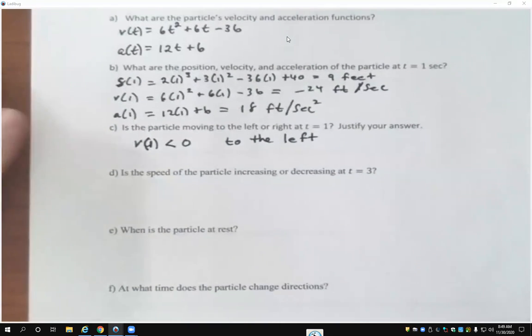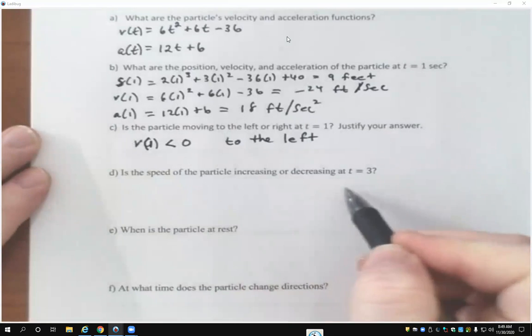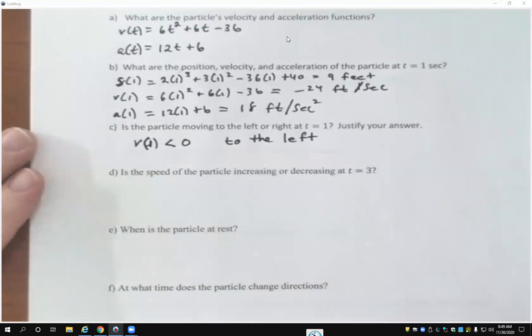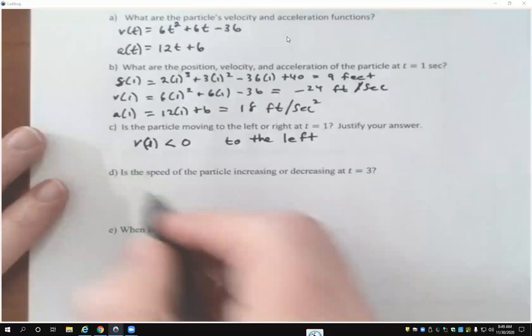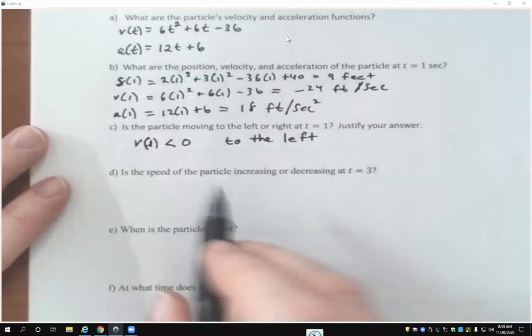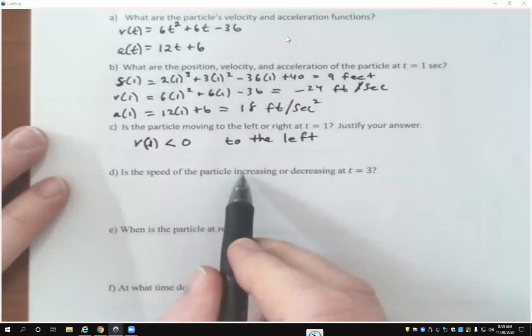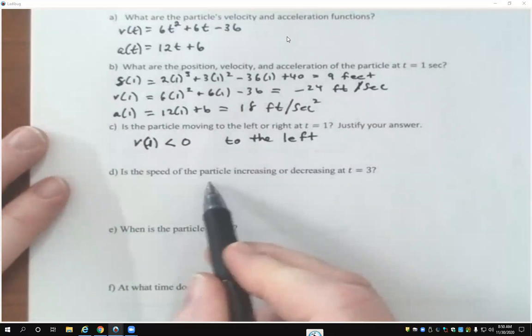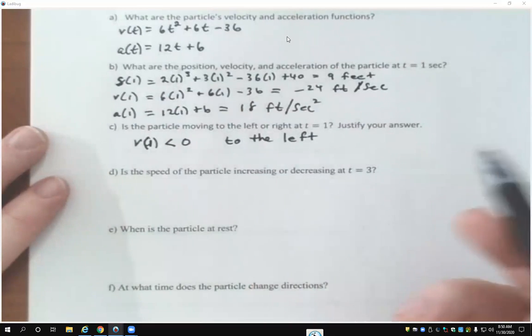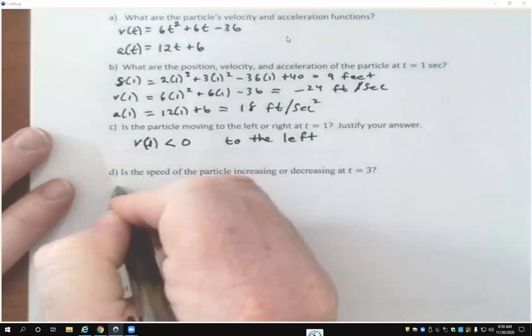All right, question D, is the speed of the particle increasing or decreasing at time t equals 3? Okay, well, time t equals 3 means we have to find, remember, speed is increasing or decreasing when acceleration and velocity have the same sign. So we're going to find v of 3.